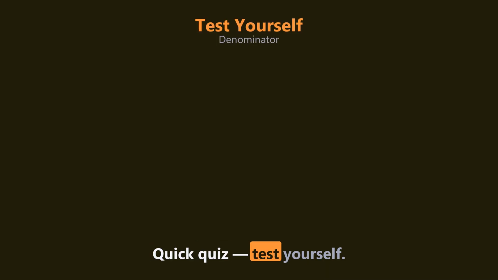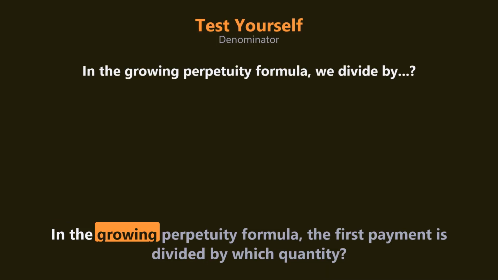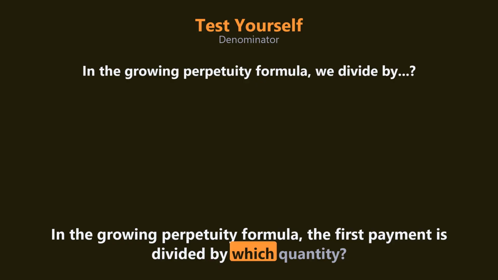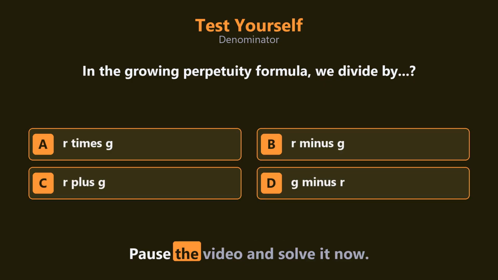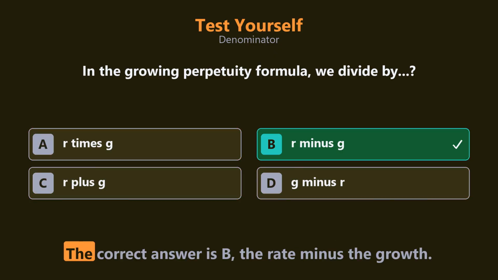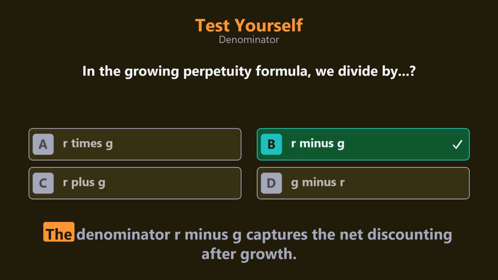Quick quiz, test yourself. In the growing perpetuity formula, the first payment is divided by which quantity? Here are your 4 options. Pause the video and solve it now. The correct answer is B, the rate minus the growth. The denominator R minus G captures the net discounting after growth.